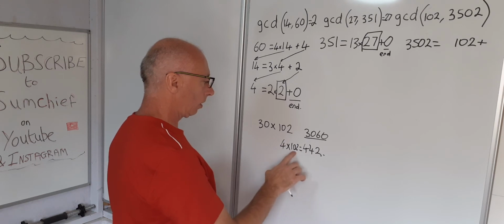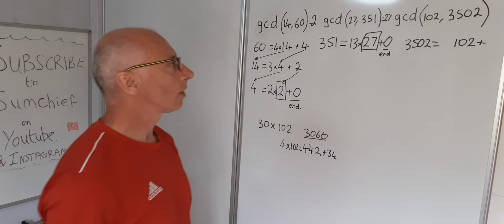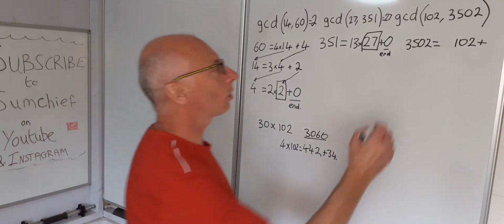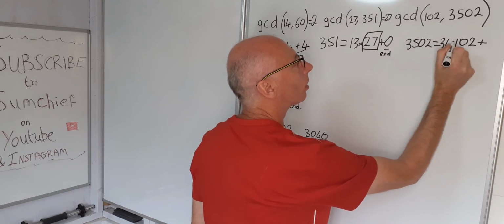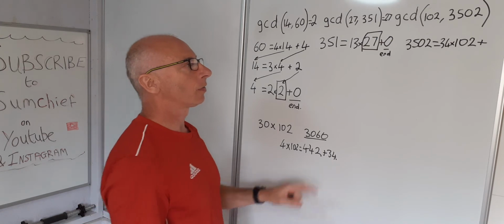So 4 times 102 equals, that's 408. So it gives us 34 remainder. So therefore we've got 30 plus 4, 34 times 102. And then we got 34 remainder.